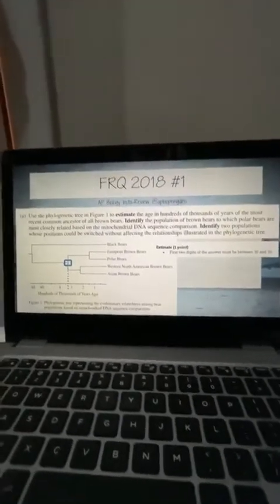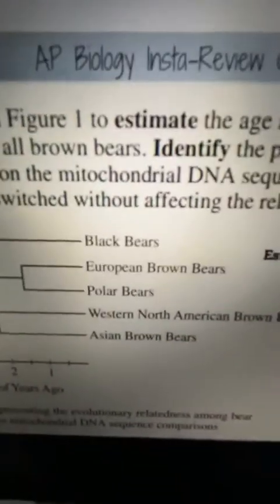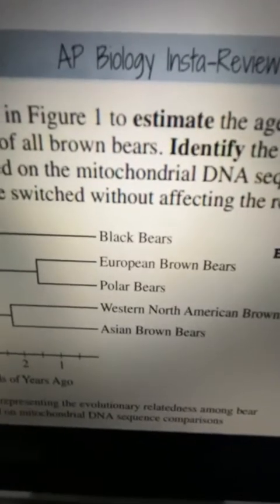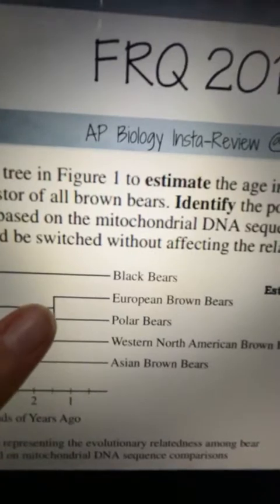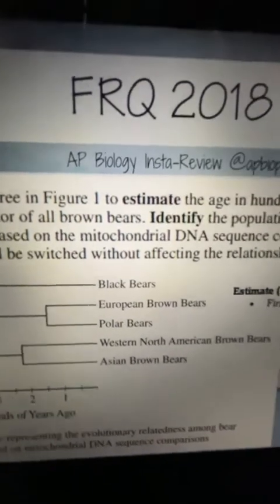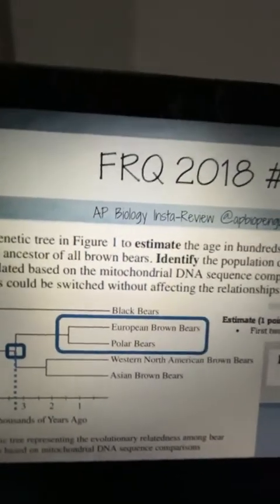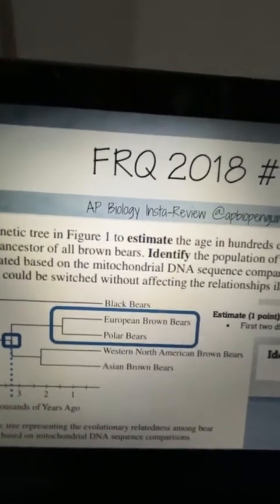So, we need to look at our polar bear and say, okay, which one's most closely related? If you notice directly right here, we have a branch point. That shows that the European brown bears are most closely related to the polar bears. So that would be the European brown bears.